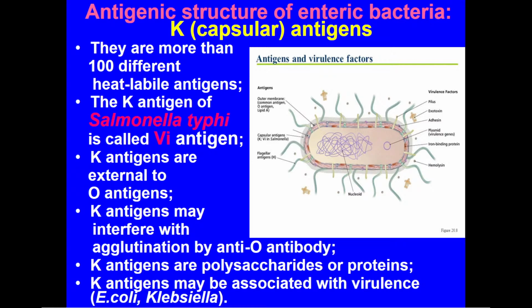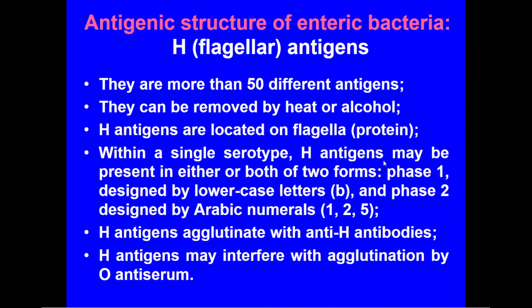And sometimes the capsule may cover the somatic antigen, so we won't see it, and we cannot identify it by agglutination. So then, to find the somatic antigen, we have to destroy the capsule first, and then the somatic antigen will be visible in the reaction.